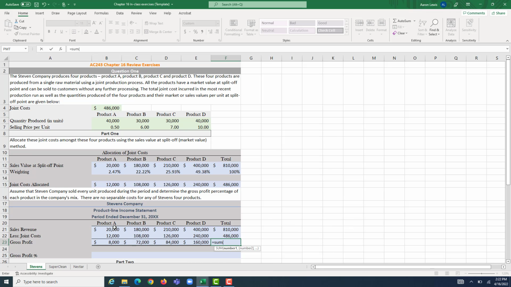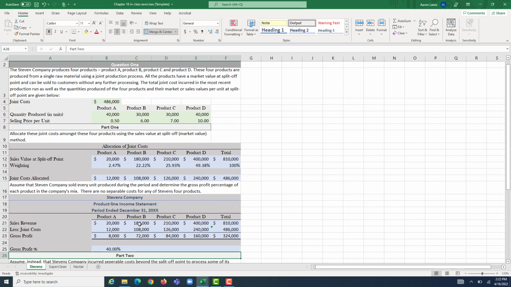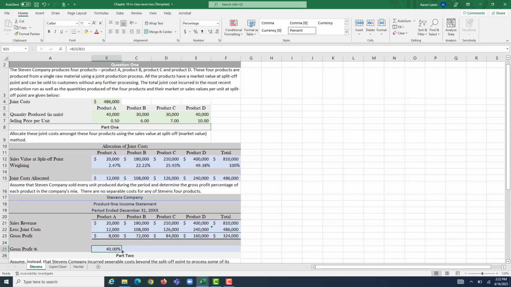So in total, what amount of gross profit are we going to generate? We are going to generate $324,000 of gross profit. Well, what is each product's gross profit percentage? It is gross profit divided by sales revenue for each product. If we're making $8,000 in gross profit off of the sale of $20,000 worth of product A, that's 40%. If we are making $72,000 in gross profit off of $180,000 of sales for product B, that's also 40%.